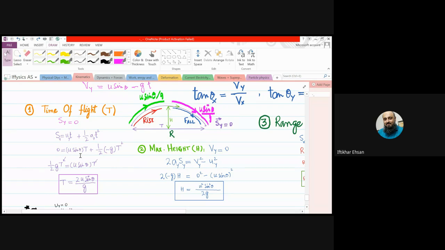Vertical initial velocity is u sine theta. Vertical acceleration is minus g. Right, Shamas? Yeah. Plus minus will make it negative, and the whole half g t squared negative will go to the other side to change its sign to be positive, and then t multiplying will divide and cancel the t square. We make t the subject, so we get the formula 2u sine theta over g.